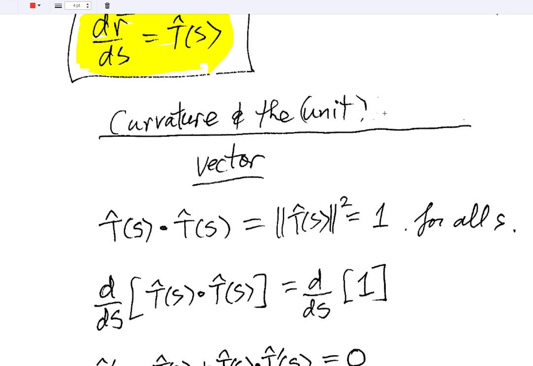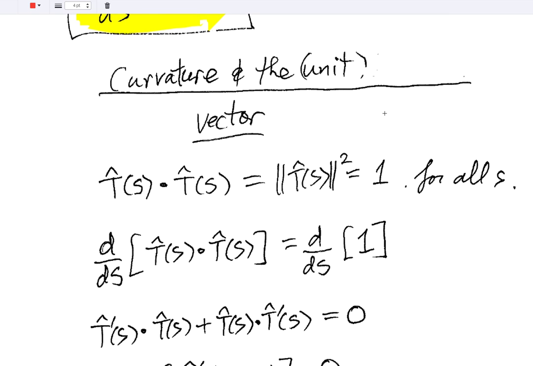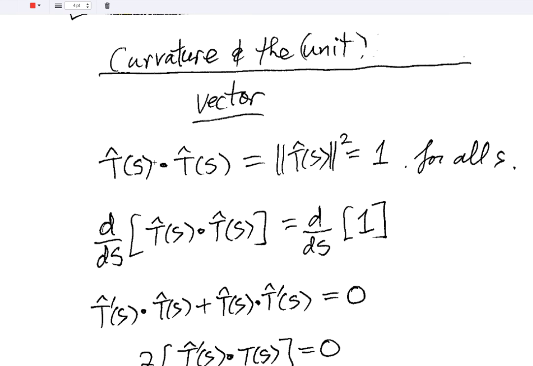Let's do this. I'm going to just play a little game here for a second before I define curvature. Now, I'm going to use s as my parameter here. Okay? Now, t hat of s dotted with t hat of s should be what? You remember the dot product of a vector with itself is what? The square of the magnitude of that vector. But since I have a hat on here, that's a unit tangent vector, its magnitude is always 1. So I've got t hat dotted with t hat equaling 1 for all s, not just for some s, for all s.